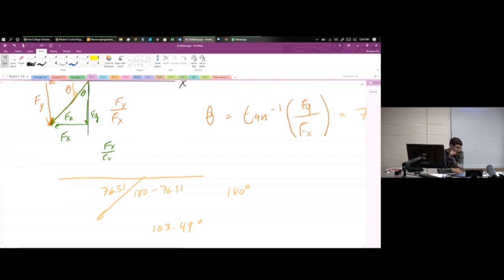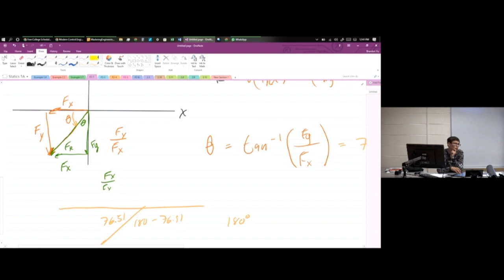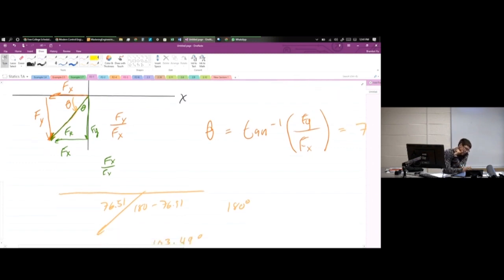So if I had assumed the green line, then I would have some angle from here. We're going to call it theta 2, right? So that means this angle right here would be 90. So clockwise from the x would be theta 2 plus 90.